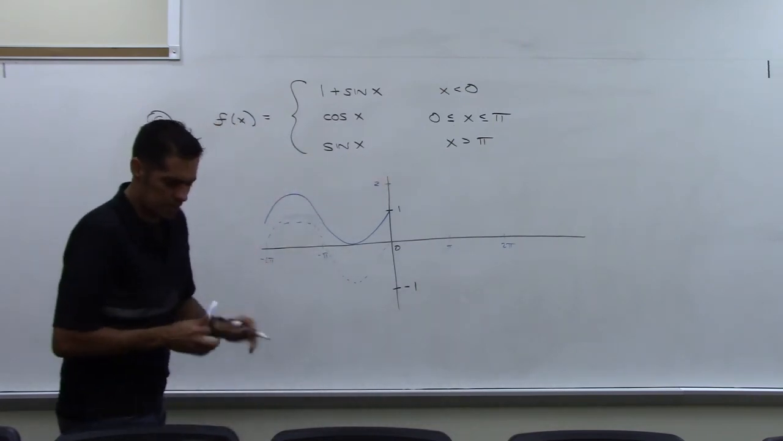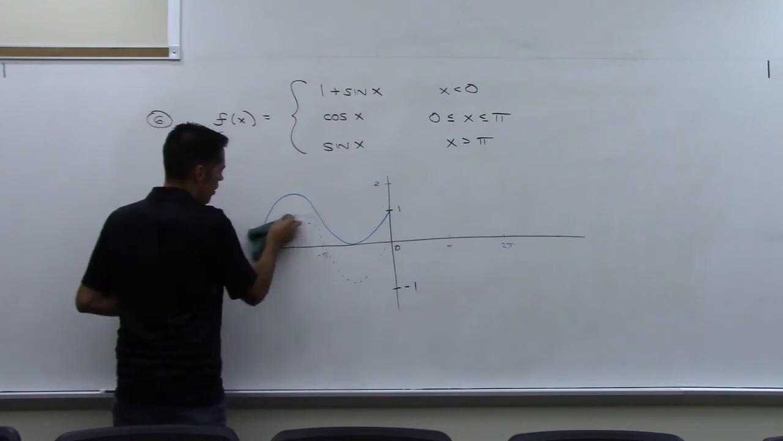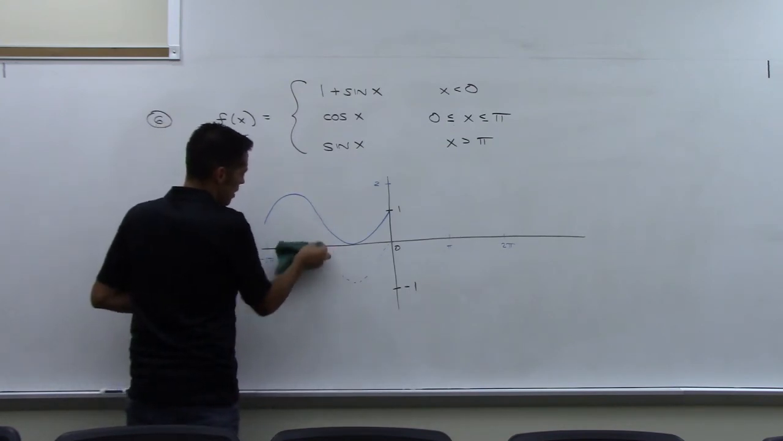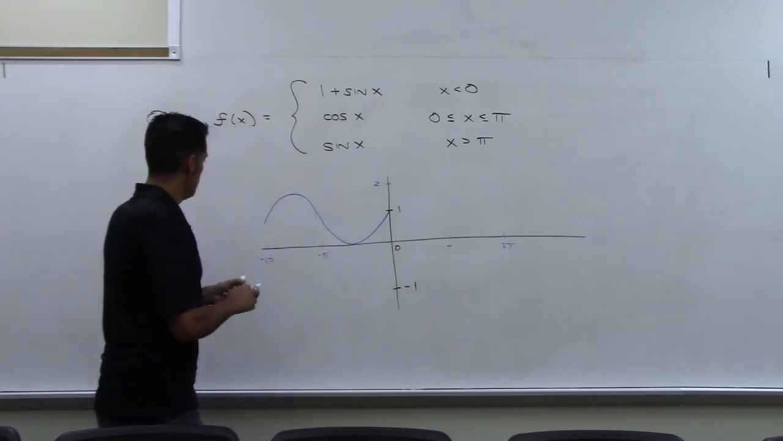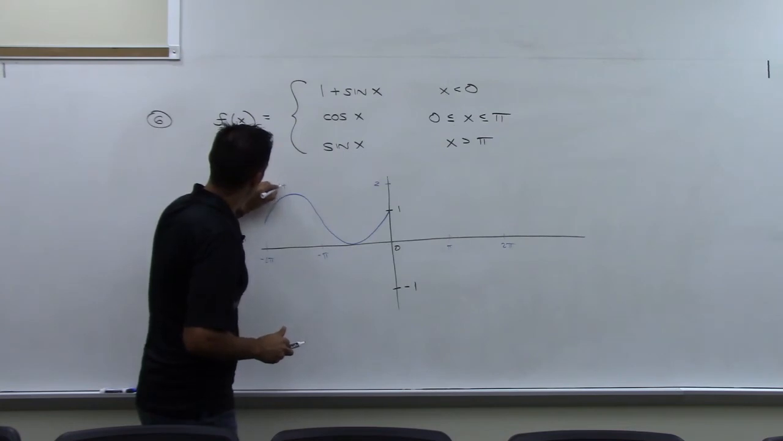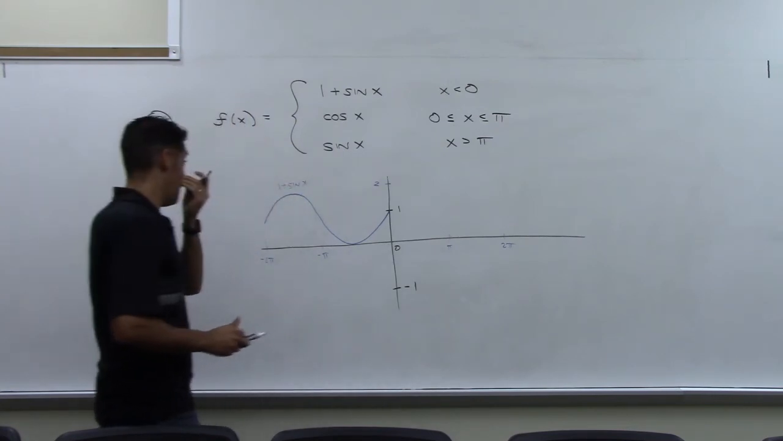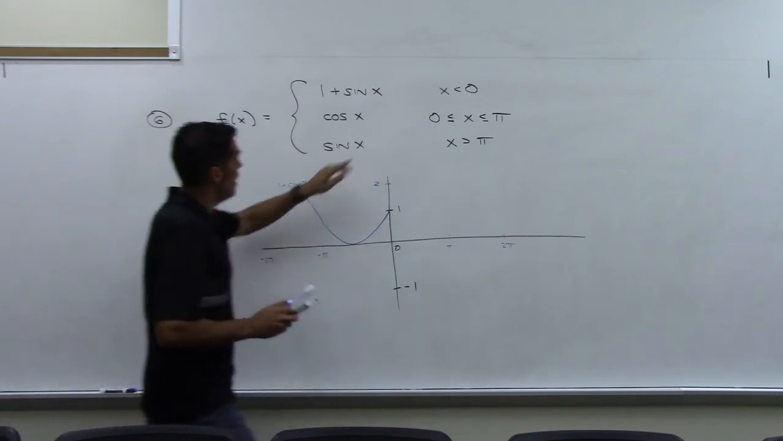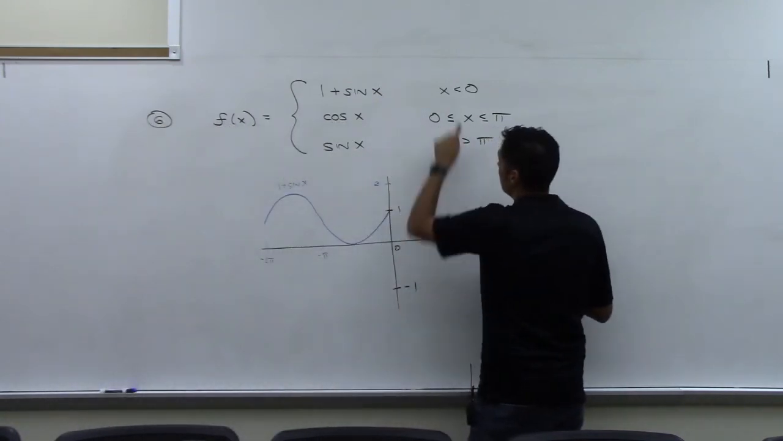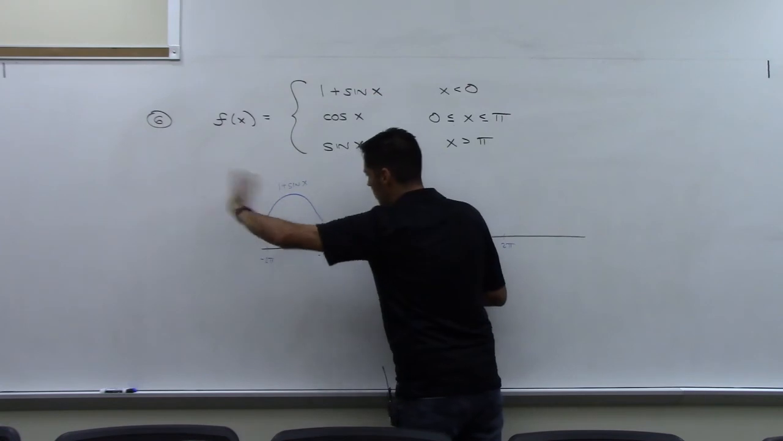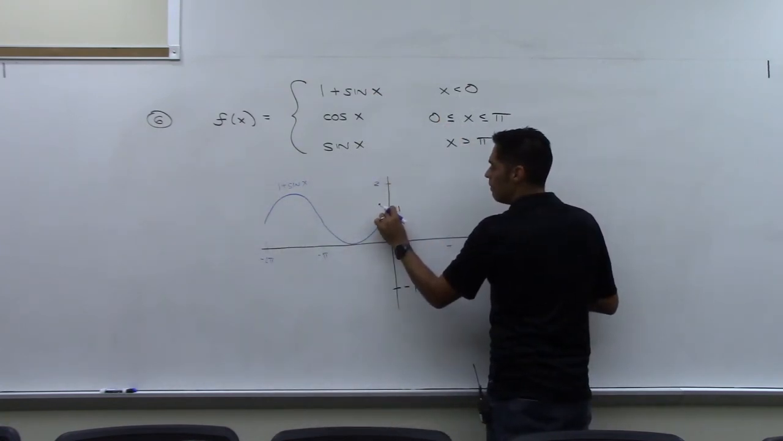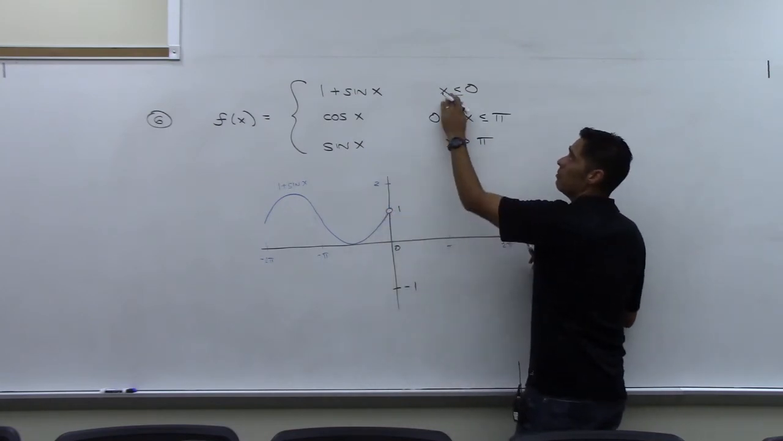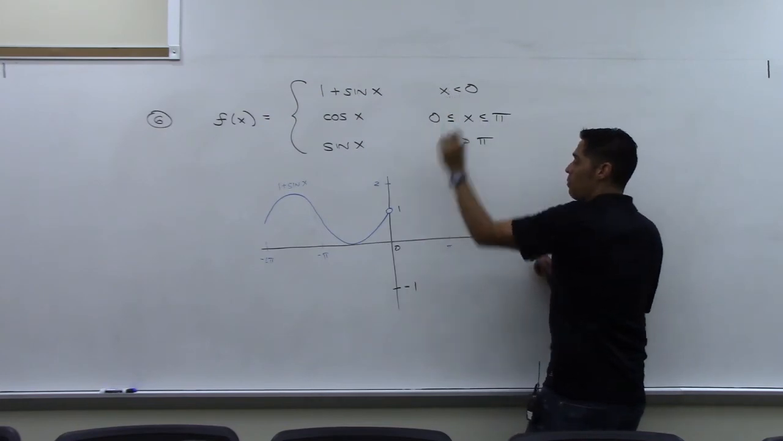All right, so this is the first part of the piecewise function. That right there is 1 plus sine x. And notice that that's what it is if x is less than 0. By the way, it continues and it keeps going that way. That means that at 0, we want to put an open circle because it's not defined at 0, right? There's not a little line under there, so I leave it open here.